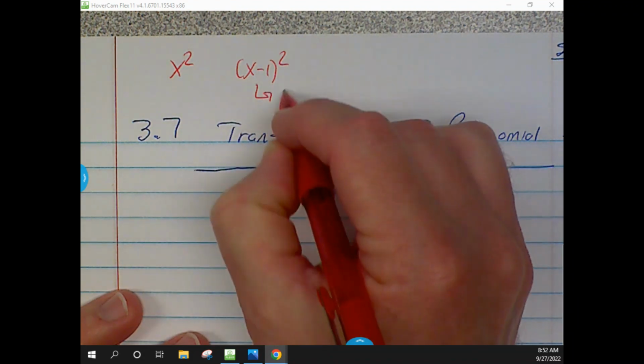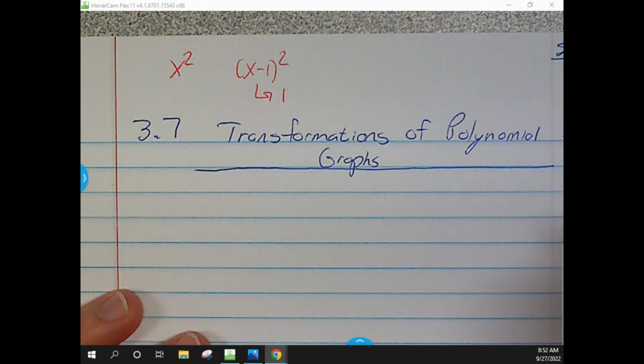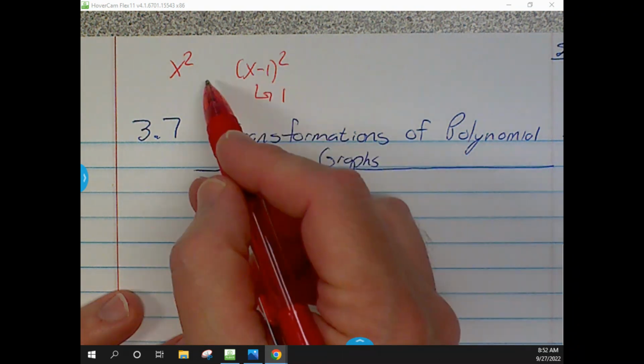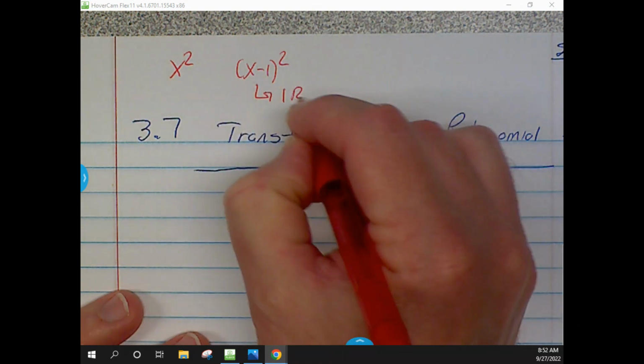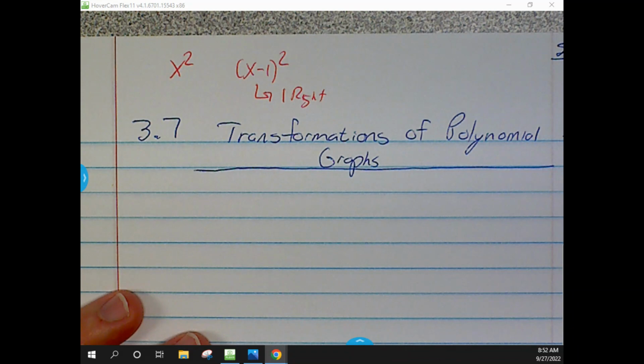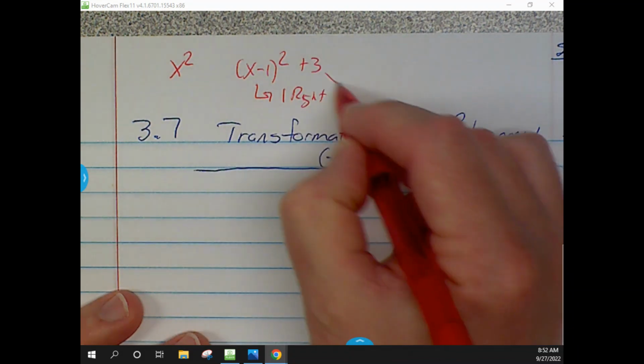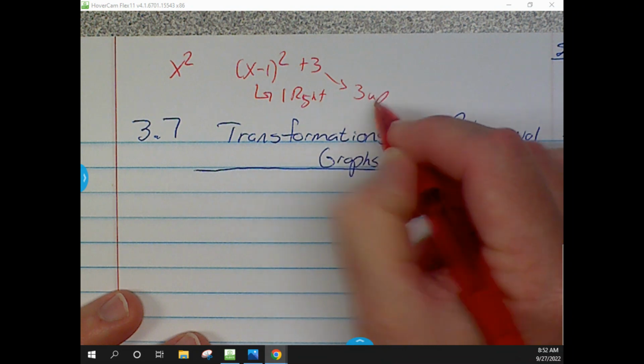Yeah, this moved it one place to the right, because we're going opposite horizontal, right? If it's on the inside, you move it one space to the left or right, but you go the opposite way you think, because -1 is to the left, so we're going to move it one space to the right. And if we put a +3 out here, we move it one space to the right, and we move it 3 spaces up, right?